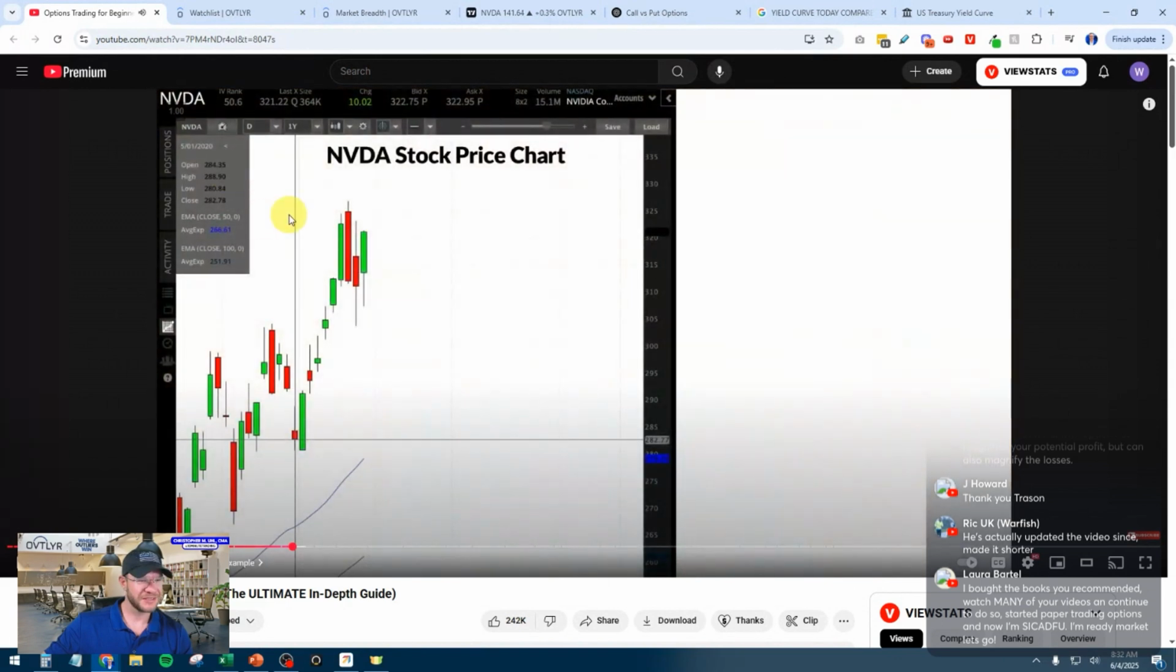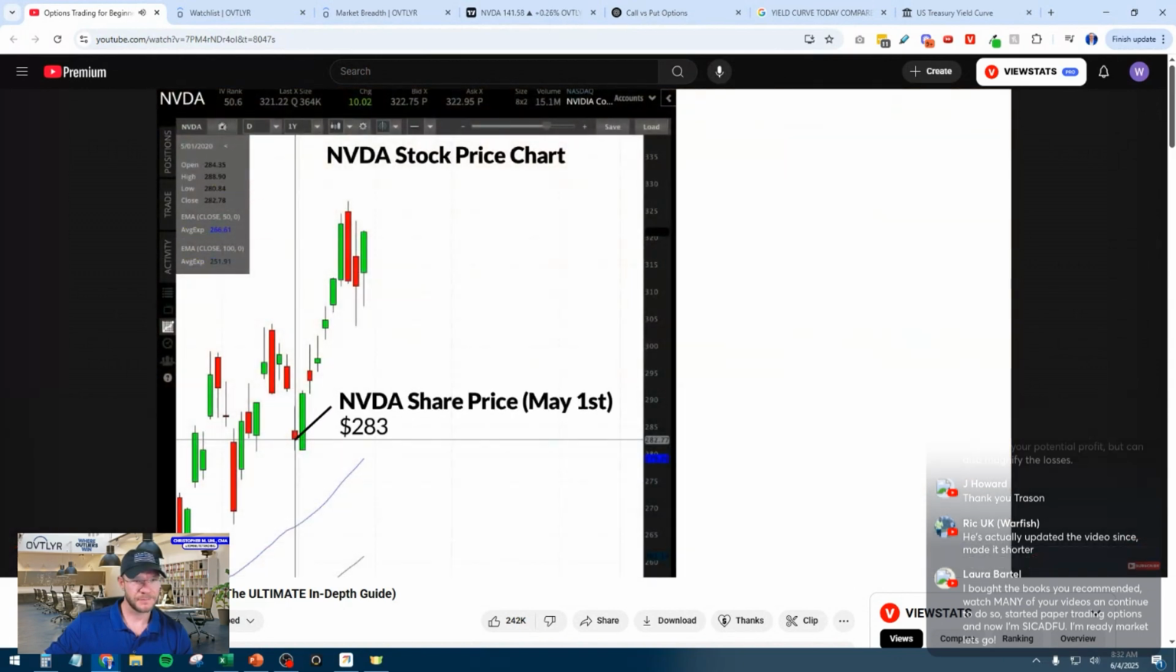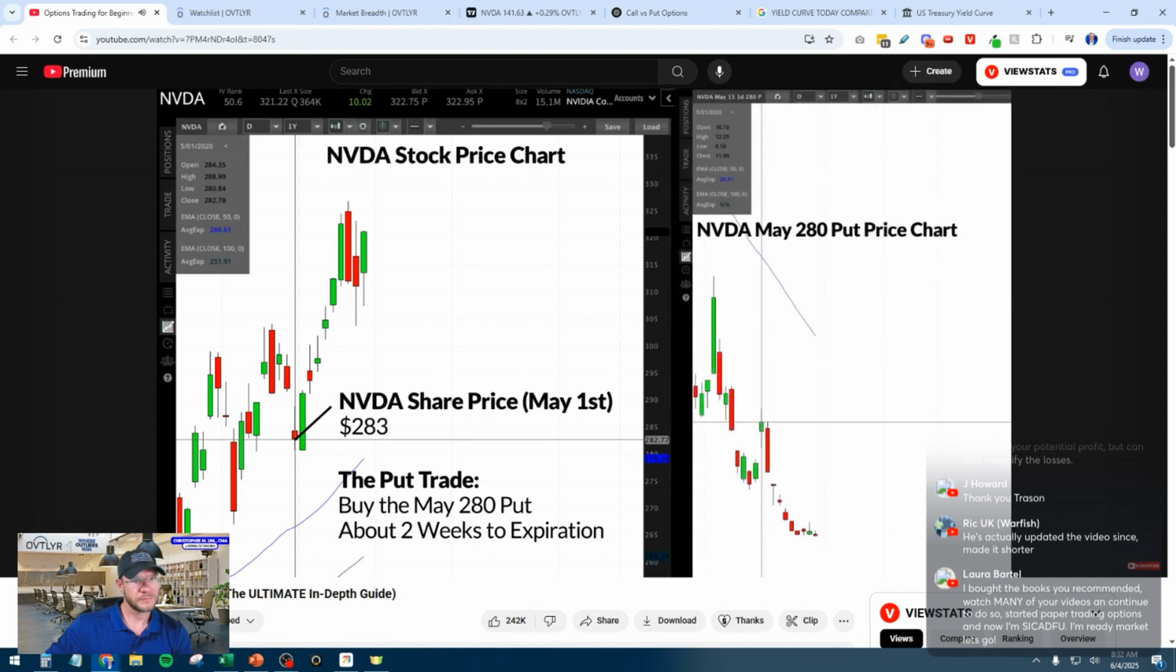First, NVIDIA's share price closed at $283 in the middle of a pretty vicious sell-off. So let's say a trader thought that the downside would continue in NVIDIA, huge mistake, and they went and bought the 280 put option in the May expiration cycle with NVIDIA shares at 283. On May 1st, the May 280 put option, meaning the put option in the May expiration with a strike price of $280, was trading for $11, meaning that I would have to pay $1,100 in premium to buy one of these put options at the strike price of $280 and expiring in May.